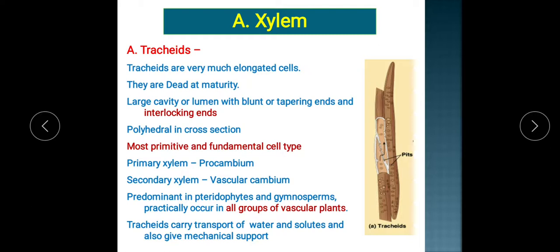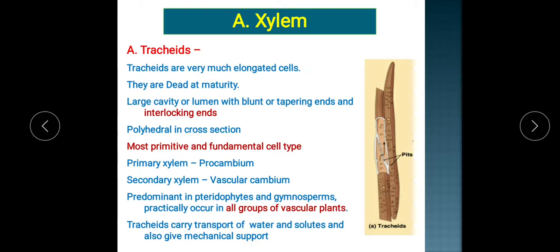So first of all, we will see the tracheids in detail. Tracheids are very much elongated cells. These tracheids are dead at maturity. Initially they are living, but at maturity they lose their protoplast and become dead. A large cavity or lumen with blunt or tapering and interlocking ends is present in tracheids.